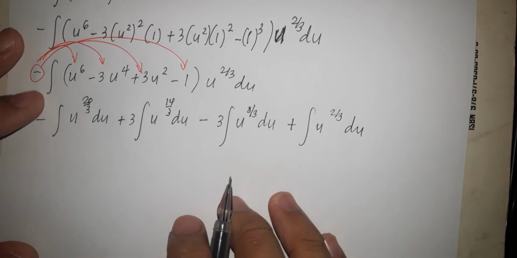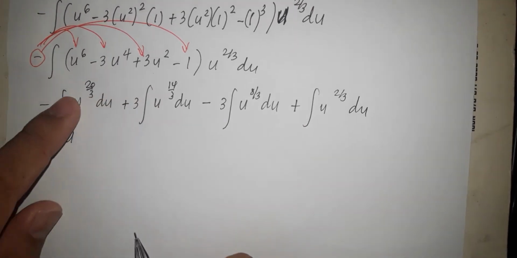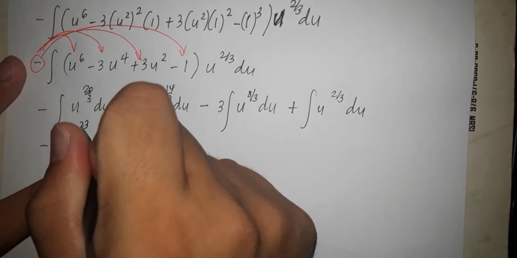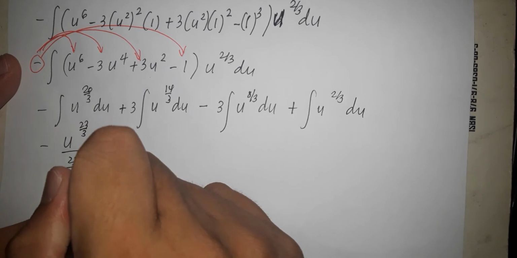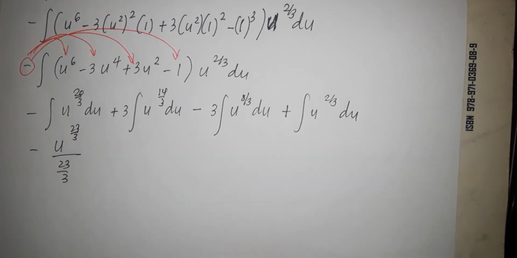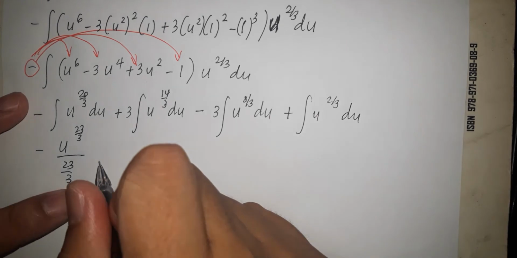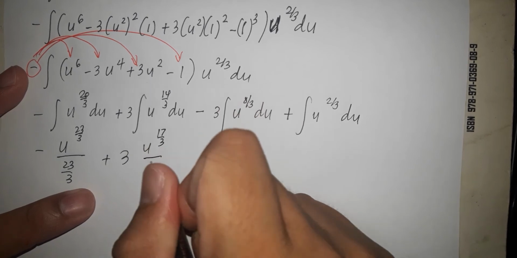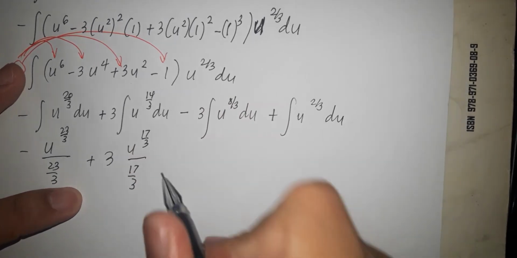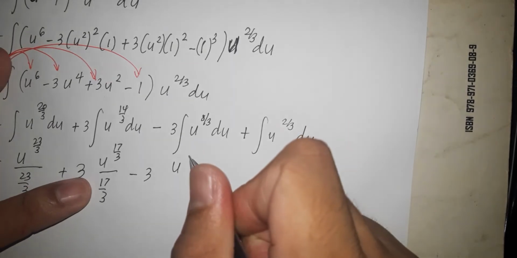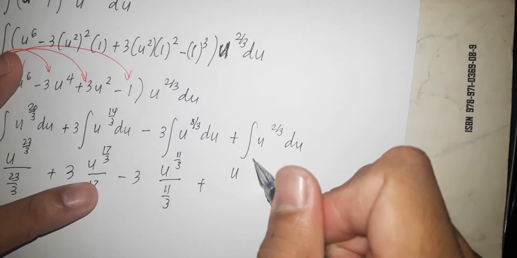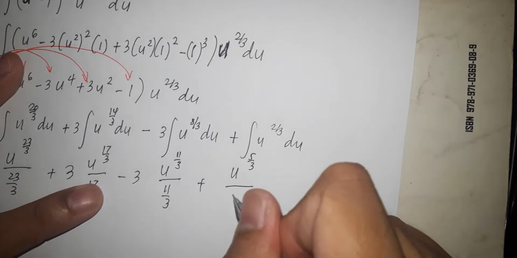Applying the general power formula, that's negative u raised to 20/3 plus 1, that's 23/3, over 23/3, plus 3u to the 17/3 over 17/3, minus 3u to the 11/3 over 11/3, plus u to the 5/3 over 5/3, plus C.